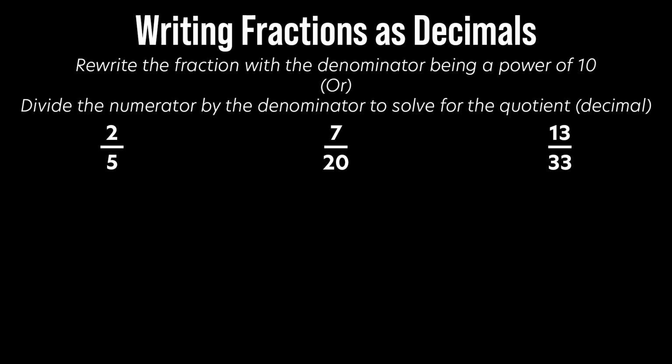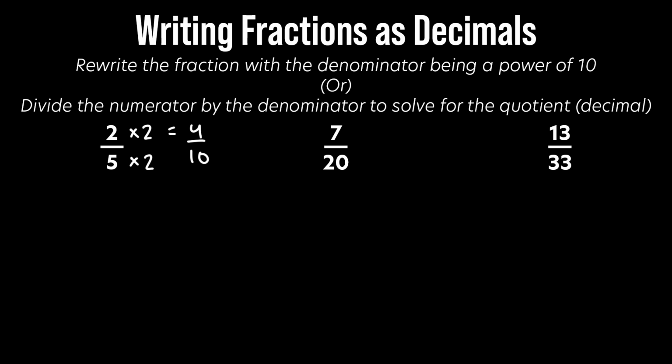So let's start with the first case. We need to rewrite the fraction 2/5 with the denominator being a power of 10. So the denominator is 5, and we want to make this into a power of 10. Now this is quite simple to do because we know that 5 times 2 is equal to 10. So let's multiply both the top and the bottom by 2, and we're going to get 4/10.